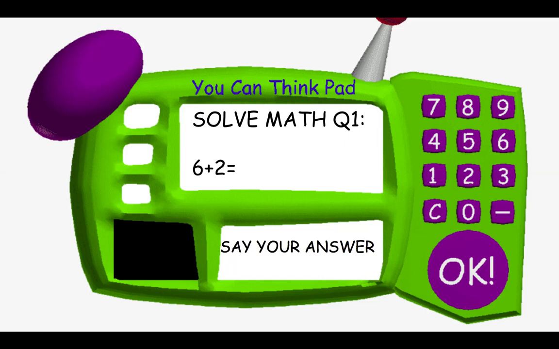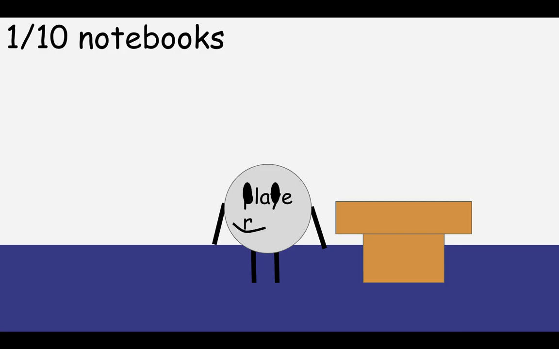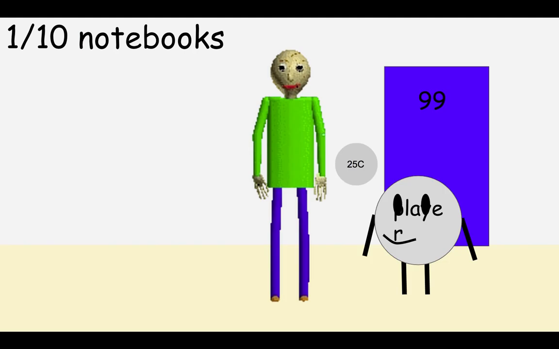Right? Okay. This is my first notebook. Problem 1. 6 plus 2 equals 8. Great job! That's right! 9 times 2 equals 18. You're doing fantastic! 12 divided by 3 equals 4. Wow, you're doing great. Come here to collect your prize, a shiny quarter. I collected it.